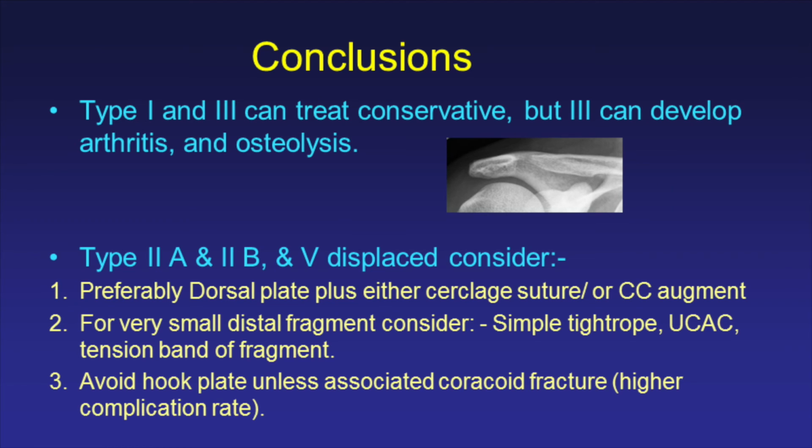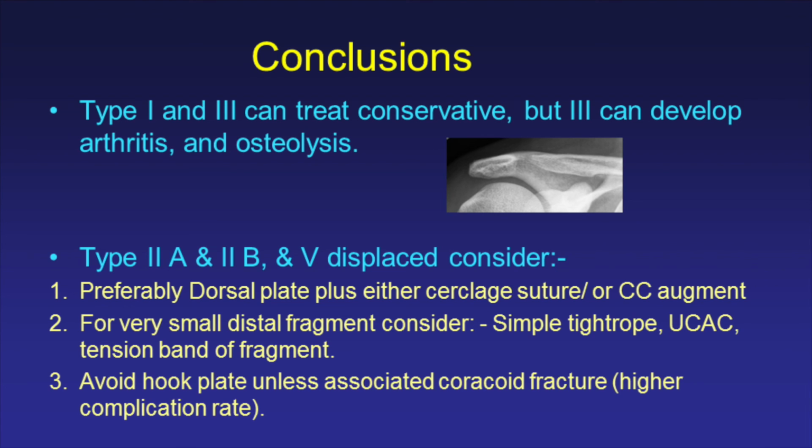So in conclusion, your type 1s and 3s can be treated conservatively, but the 3 can lead to arthritis and osteolysis. And the take-home message for the type 2s, the 2As and 2Bs, I think Stephen Roach is right with his group: a dorsal plate plus a cerclage suture just around the fracture fragment. You can either use one suture or two sutures, one around the plate, one around the fracture. And if you felt it was still questionably unstable, maybe you could add a coracoclavicular augment.